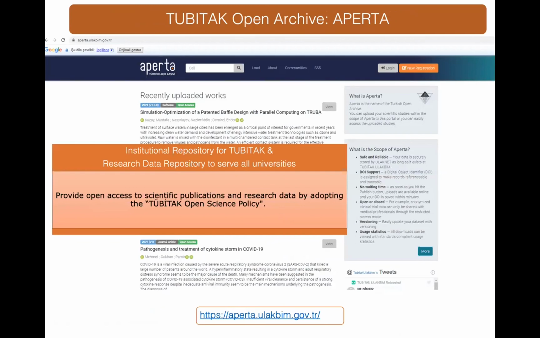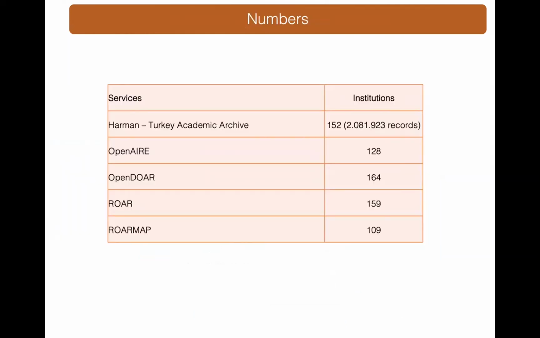In recent years, we are also communicating with TÜBİTAK, our national science funder. They established an institutional repository themselves, called Aperta, but now they are planning to open it for all Turkish universities as a data repository, because Aperta is built on Invenio as a core. It's very expensive to have a data repository, so we are going to use TÜBİTAK as a national data repository.